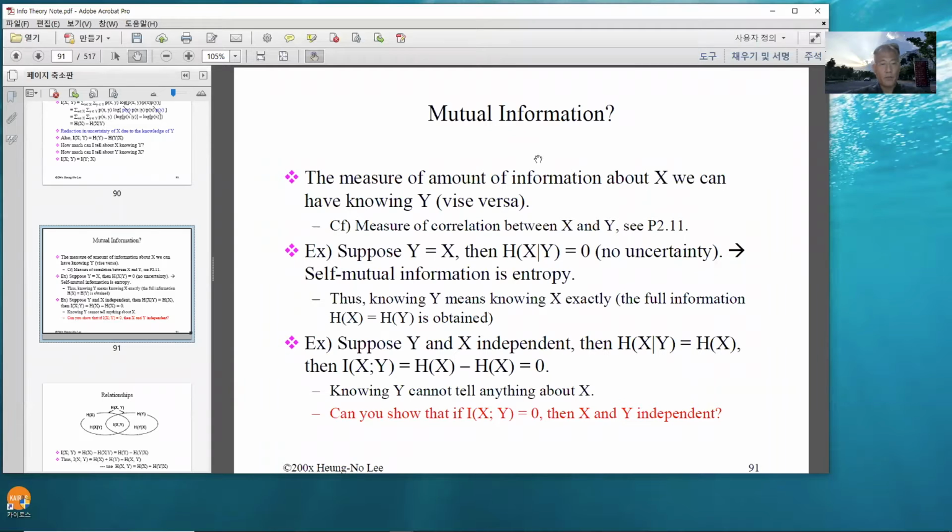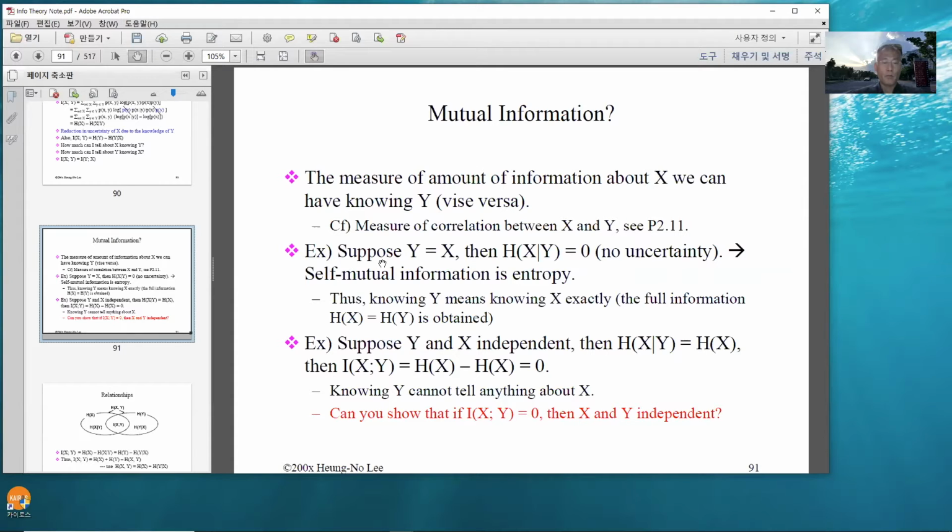So mutual information is the measure of the amount of information about X we can have knowing Y. So it is kind of a correlation between X and Y. If X and Y are correlated with each other, by knowing one, you know something about the other. By knowing Y, you have something to tell about X. So that's similar to a correlation.